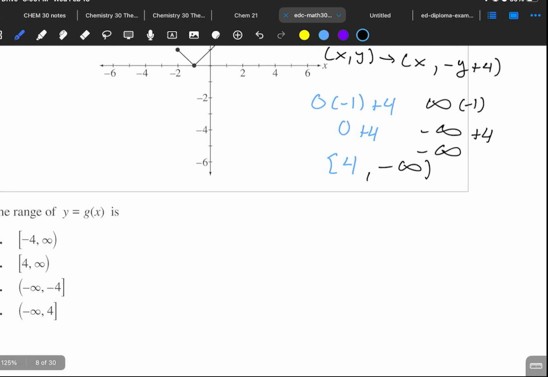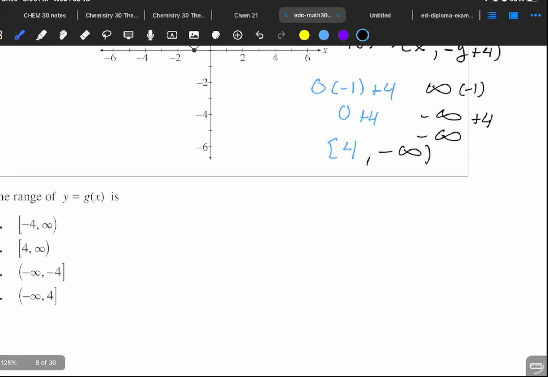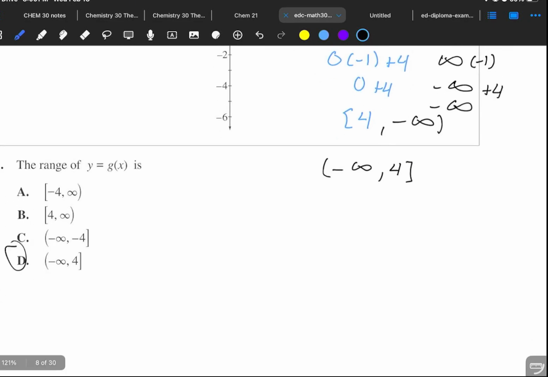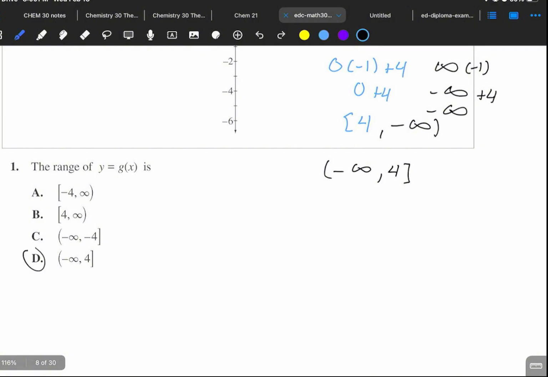And just remember when you're stating domain or range in this interval notation, all you have to do is you have to put the lowest value that comes first. Negative infinity is going to come first, obviously. And then you're going to have your highest value, which is going to be 4. So whichever one matches this should be our answer. And the answer should be D.